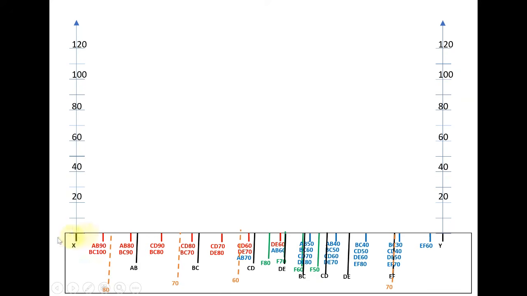So this is that strip of paper. I have kept it horizontally. Vertically, you need to draw two lines from X and Y, and the scale that you choose should be equal to your contour interval. So like here the contour interval is 10. So this would be 10, 20, 30, 40, that way.